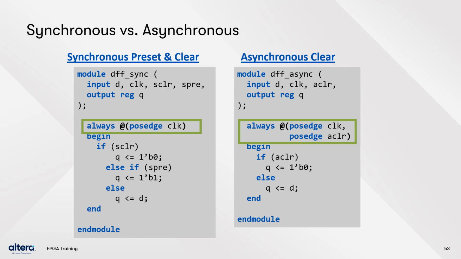The code on the right also creates a D flip-flop, but implements an asynchronous clear. The sensitivity list contains both the clock signal and the asynchronous clear signal. Within the process, an if statement checks to see if the clear signal is high.